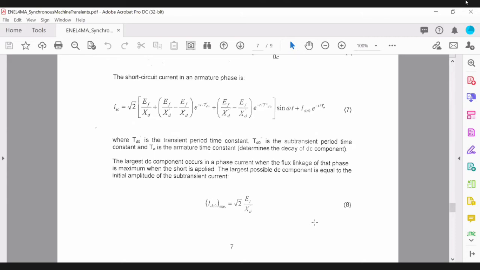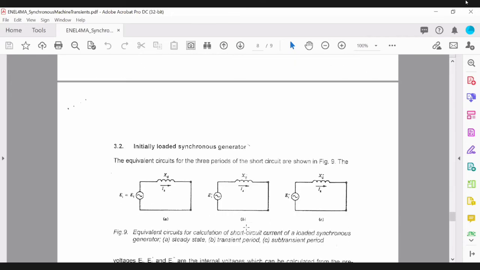So the largest DC component occurs in a phase current when the flux linkage of that phase is maximum when the short is applied. So the largest possible DC component is equal to the initial amplitude of the subtransient current. So IDC naught max will be equal to square root of 2 times EF over XD double dash. Okay.